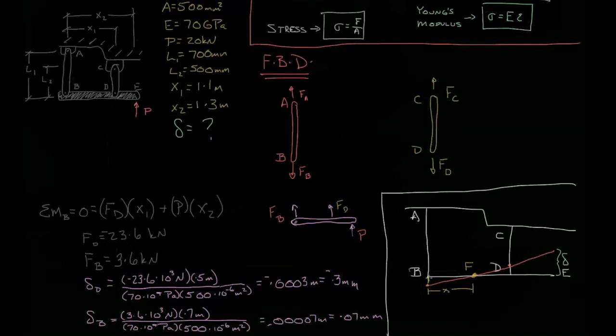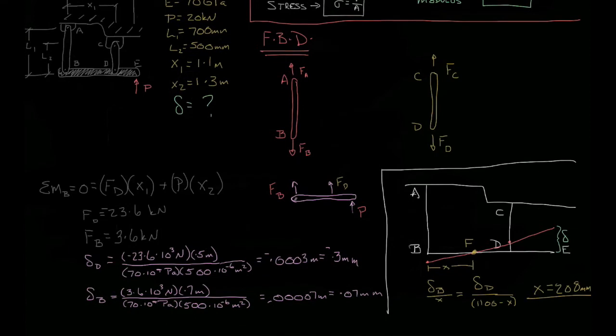Well, we have two similar triangles between right here and right here. So we can set up a ratio between opposite and adjacent equals opposite and adjacent, and that looks like delta B over X equals delta D over 1100 minus X. In this case we're going to assume that the units are all in millimeters, and if we use that we find out that X equals 208 millimeters.